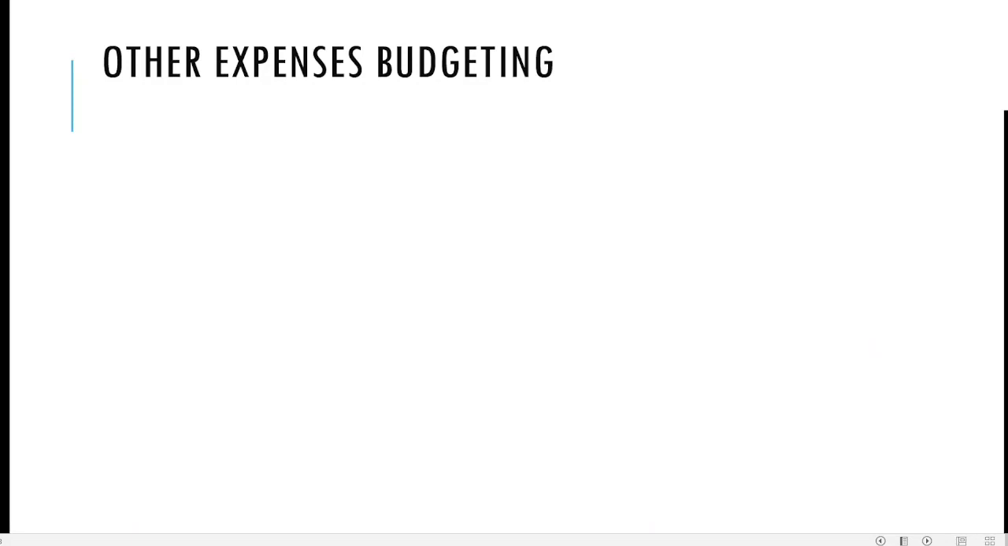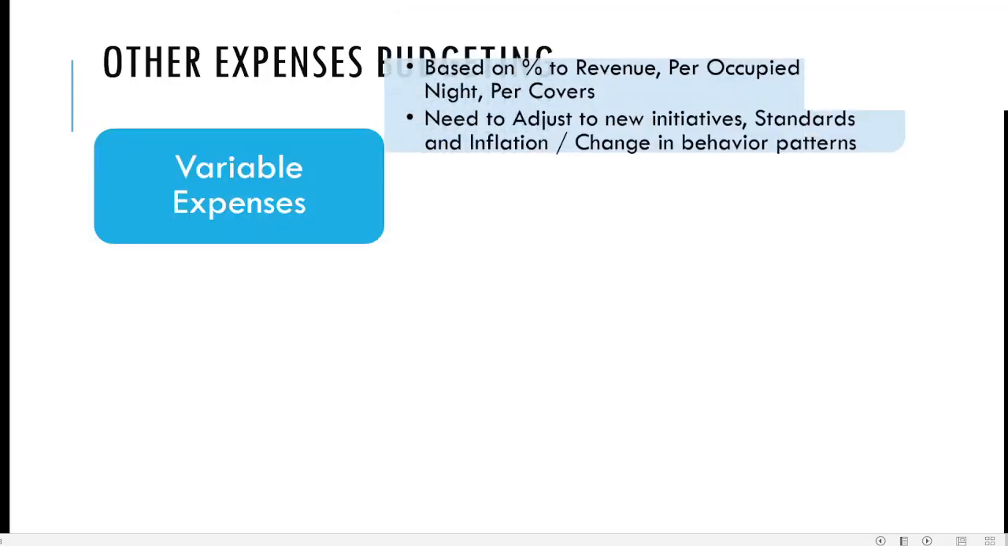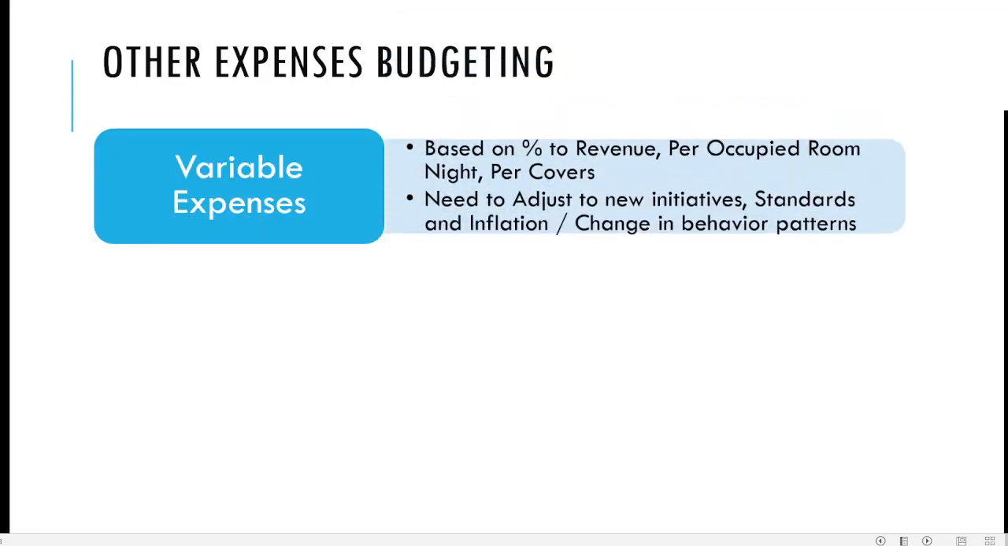Then once we have done the labor cost, we are going to look at the other expenses. So the other expenses are usually based on the two, as we have discussed in the past. There are two types of other expenses. One is going to be the variable expense, which is based on the revenue, right? Which is based on the volume of the business. So it can be based on the percentage to revenue.